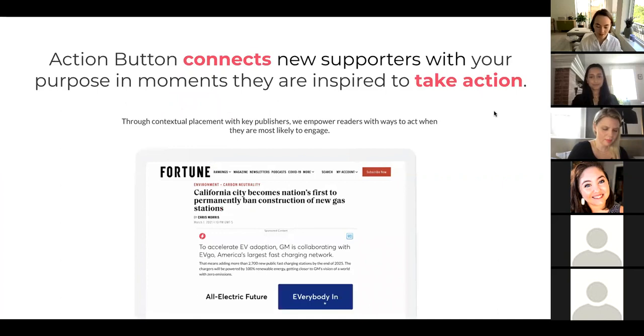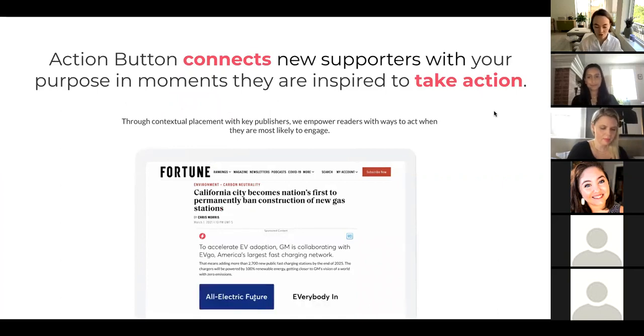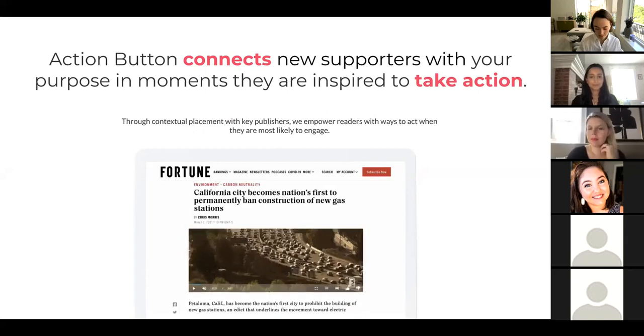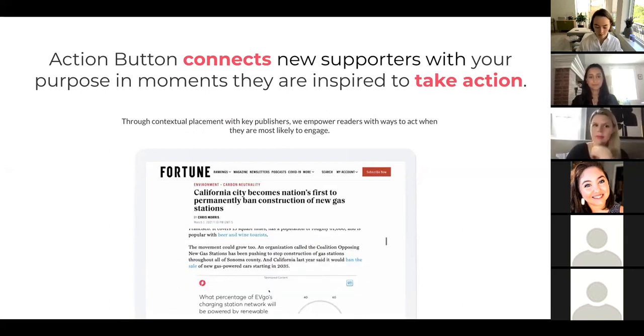So what is ActionButton? ActionButton is really designed to connect new supporters with your organization's purpose in moments where they are inspired to take action. So this is, again, going to be the focus of today's webinar, talking about the campaign offering.